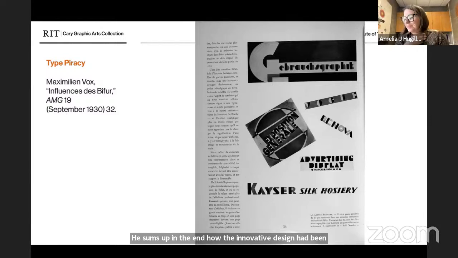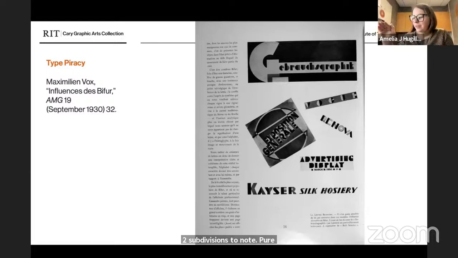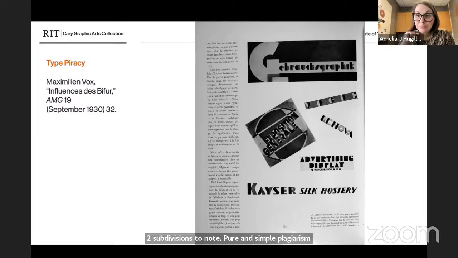He sums up in the end how the innovative design had been often plagiarized, and I'll quote from Vox, where an inexpert hand led by an eye without clairvoyance attempts to match the work of years of research and arduous development. Two subdivisions to note: pure and simple plagiarism, and imbecile or stupid plagiarism, where Bifur is corrected and amended.